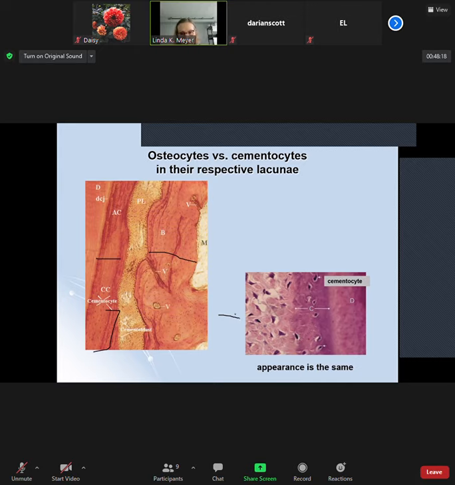And I want to point out that if I were to zoom in really closely on a decalcified section, a cementocyte looks just like an osteocyte. It looks like the little eyeball. So it looks just like the little picture that you have in the outline. So when I'm really zoomed in, I really can't tell. If I were just zoomed in on this, I wouldn't be able to say whether that's an osteocyte in its lacuna or a cementocyte in its lacuna. So the appearance is the same.